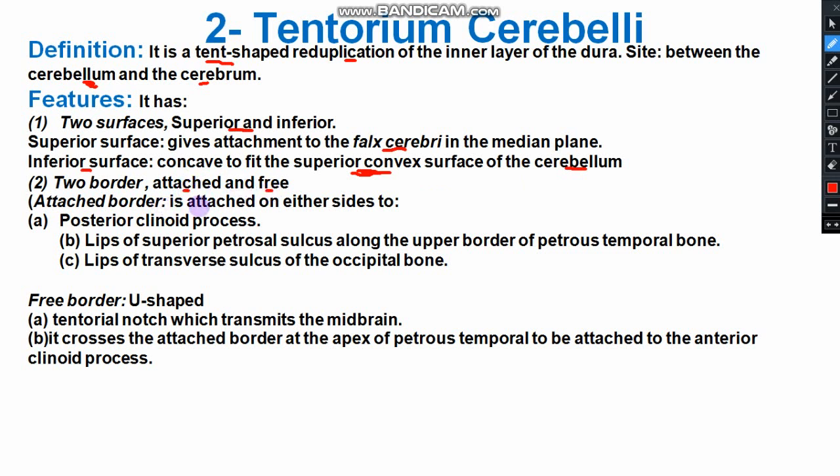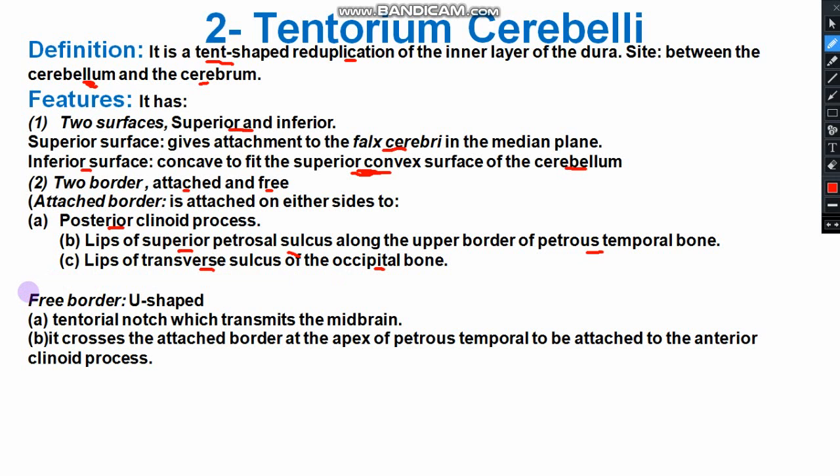Attached border is attached on either side to the posterior clinoid process, lips of the superior petrosal sulcus along the upper border of the petrous temporal bone, and lips of the transverse sulcus of the occipital bone.